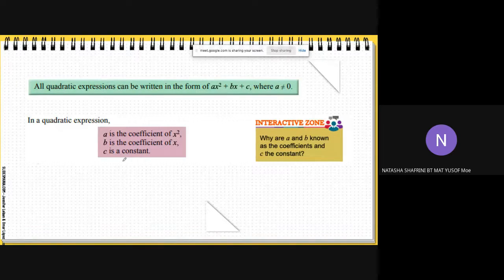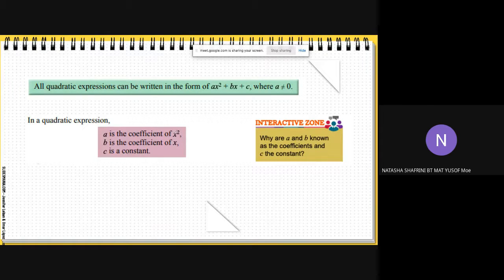Okay, all quadratic expression can be written in the form ax square plus bx plus c where a is not equal to 0. So, tadi kita dah discuss yang ni. a is the coefficient of x square, perkali x square. Ini you dah belajar lower form. b is the coefficient of x, perkali x. Okay, c is constant.